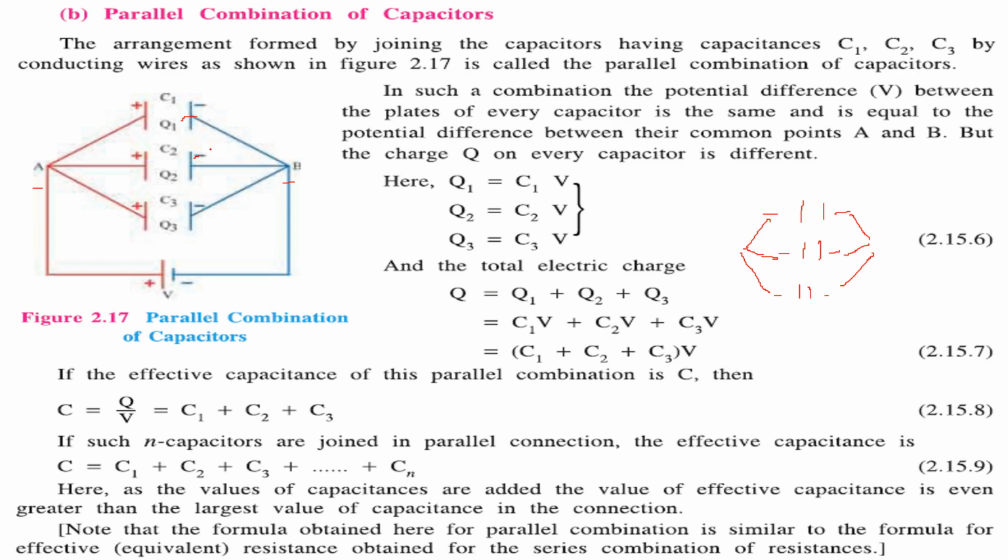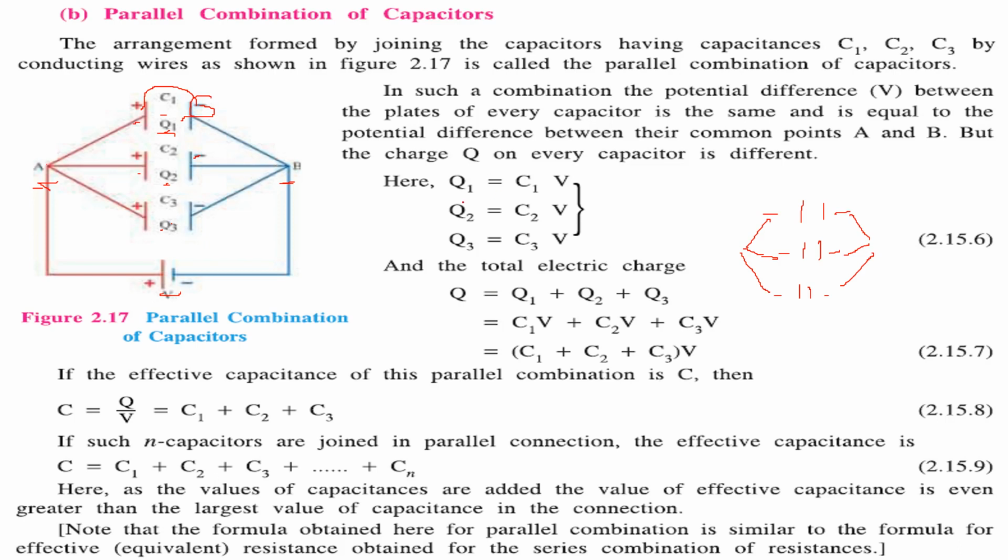In this type of combination, the potential difference between the plates of every capacitor will be the same. Because of this minus, this plus is being induced, and everywhere the potential will be the same because all of them are between A and B, right? The charge Q will be different. Say here we have charges Q1, Q2, Q3.